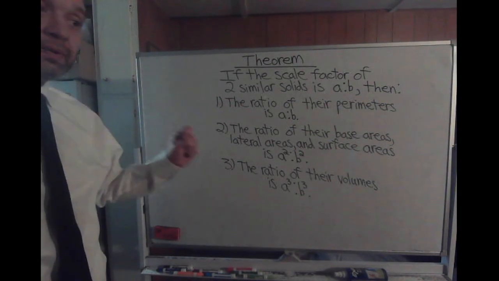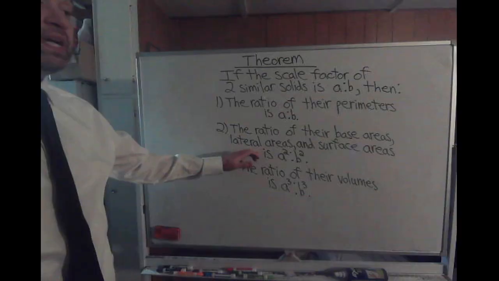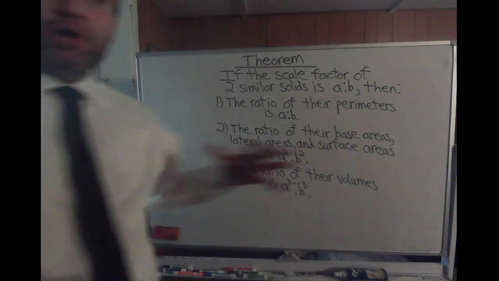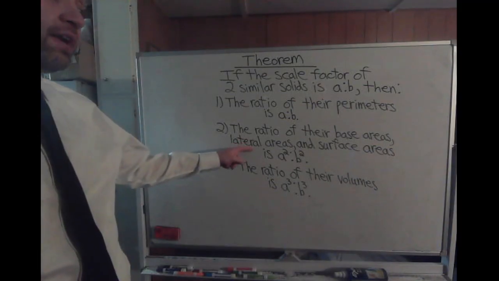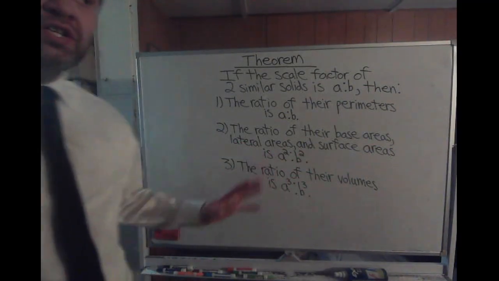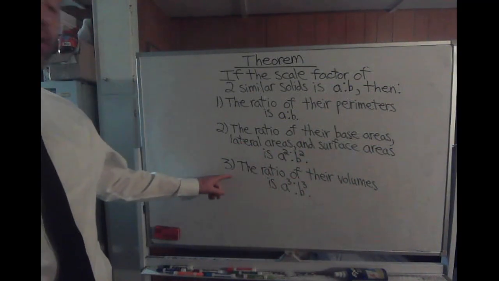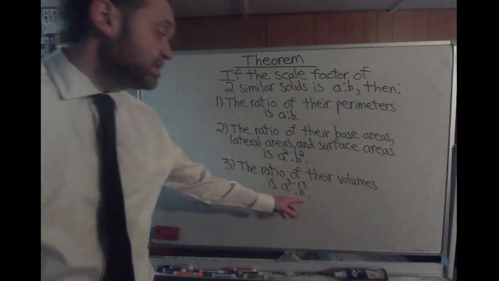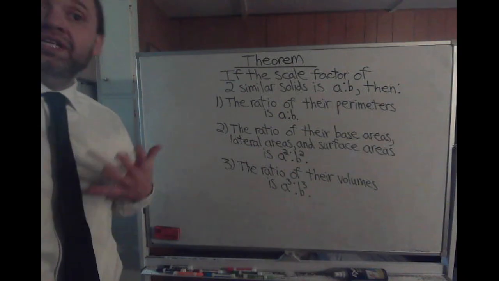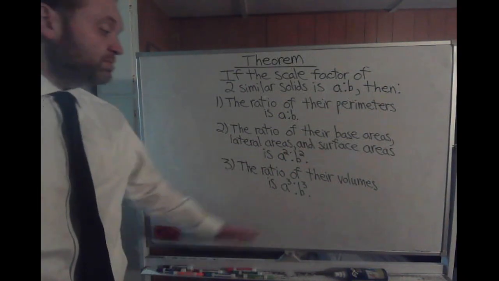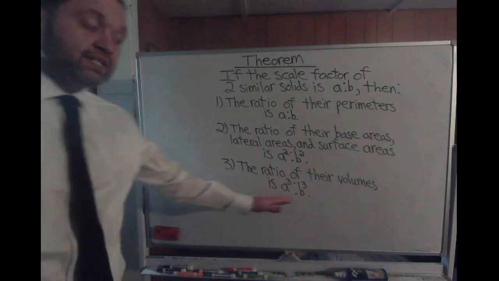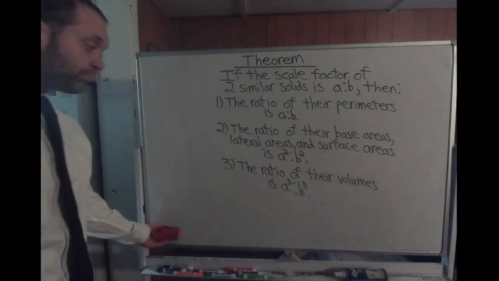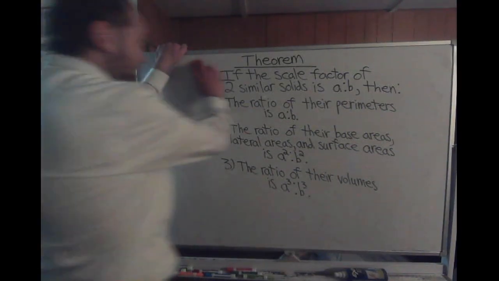We even knew that the area itself would be a squared to b squared. That includes not only the base areas for your polygon or circle, that includes the lateral areas and the surface areas too. And then the new part, part three, is the ratio of their volumes is a cubed to b cubed. That's because, of course, volume is always in cubic units. So you would take each part of the scale factor, raise it to the third power, you get a cubed to b cubed. So we're going to do a few exercises here.